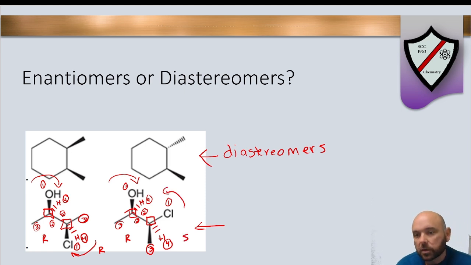So the first molecule has RR configuration, the second molecule has RS configuration. That is not exactly opposite. It is different, however. So they are not enantiomers, but they are diastereomers of one another.